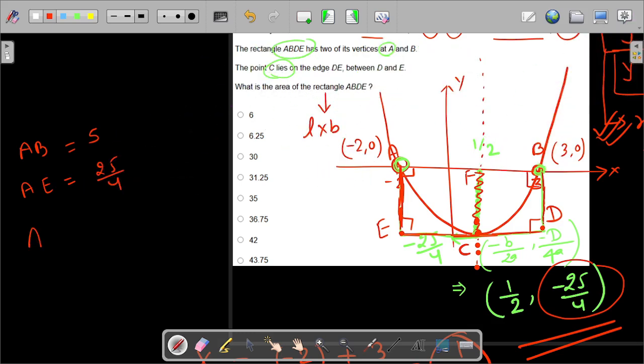So when we find its area, it should be length into width. So it is 5 into 25 upon 4. So it should be 125 upon 4, and we have to go to decimal because the options are in decimal. So I think it should be 125 divided by 4. It's 31.25. Let us see the option number. Yeah, 4. So this is the correct one.